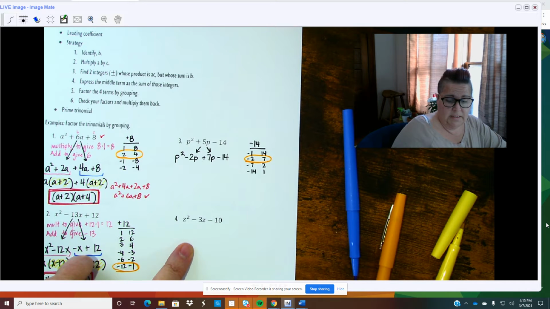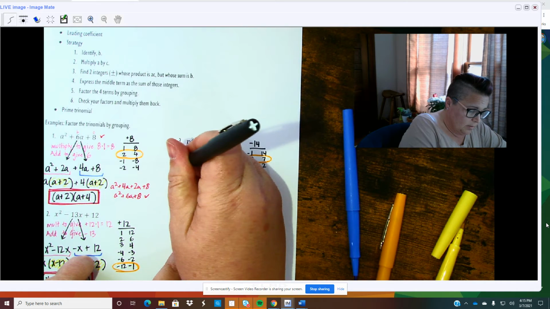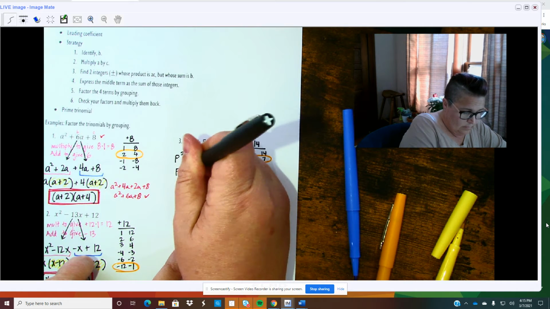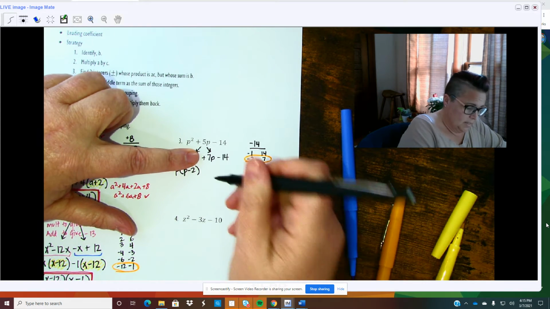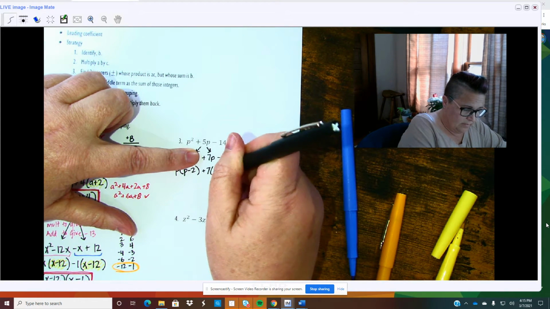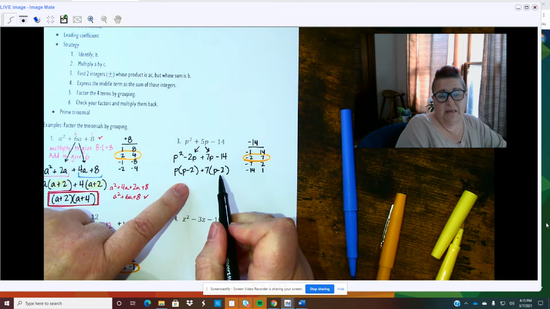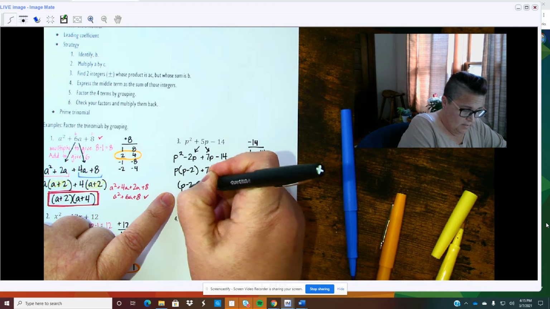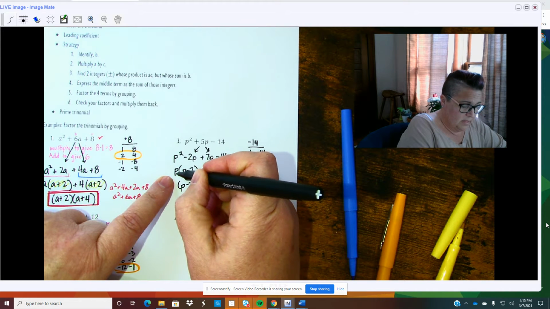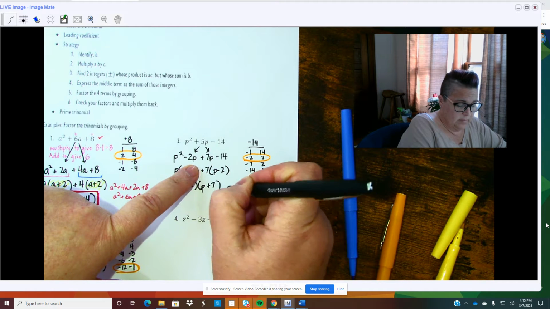Now looking at this, when I look at just the first two, I see I can pull a p out. And when I look at the last two, I see I can pull out a positive 7. Now that p minus 2 is in both of them, I'm going to pull that out front. And that leaves this term with just a p and this term with a 7.